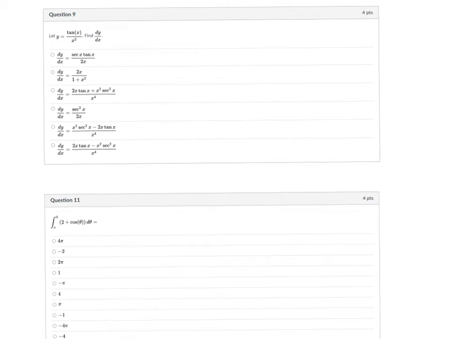Okay, so for number 9, we just have to find the derivative of this equation, and right off the bat, I'll look at that and I'll think to myself, okay, quotient rule. So quotient rule is low d high minus high d low over low squared, right? And so low is x squared, so low d high, well, the derivative of tangent is secant squared, so secant squared x, minus high d low, so tangent x, and then the derivative of x squared is 2x, right? All over low squared, which is x to the 4th.